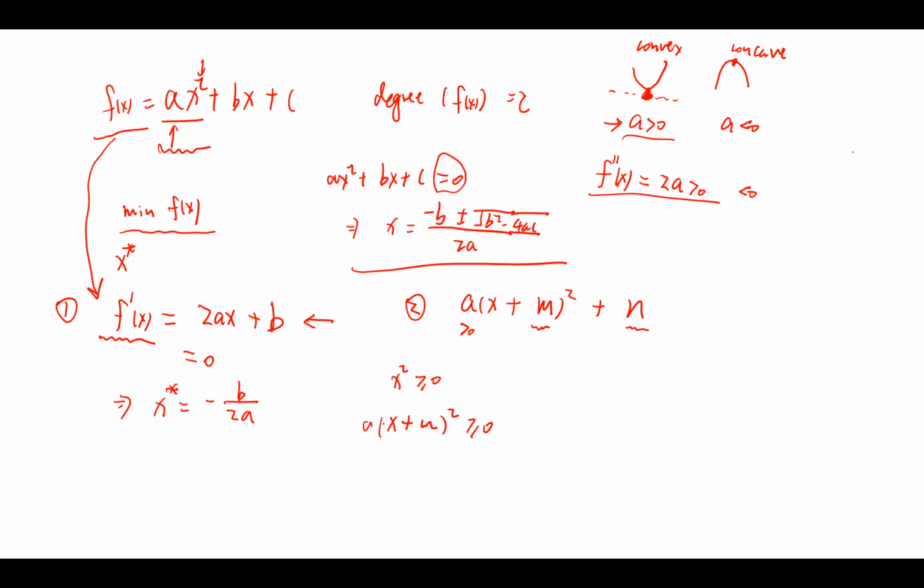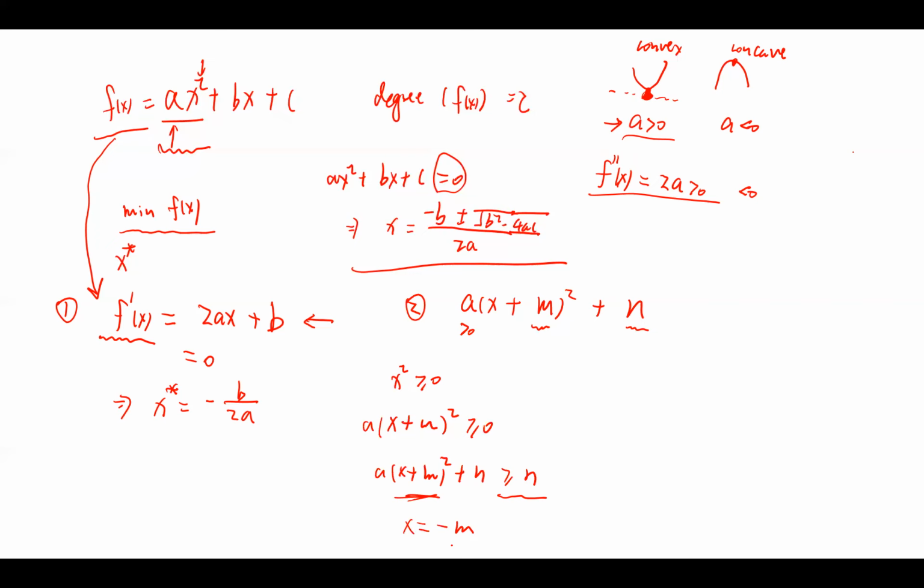So if I times a here, it also becomes greater than or equal to 0. So if I add n here, that's going to be bigger than or equal to n. So this is the range of this function, right? It is always going to be bigger than or equal to n. So the minimum value is n. Now, how do we get the minimum point? We just set x equal to negative m, right? So that's our x star, assuming we know m and n.